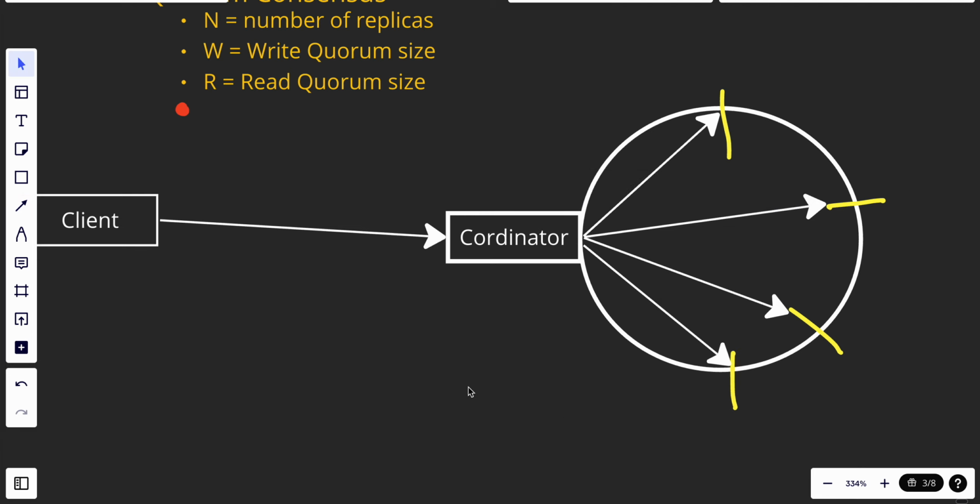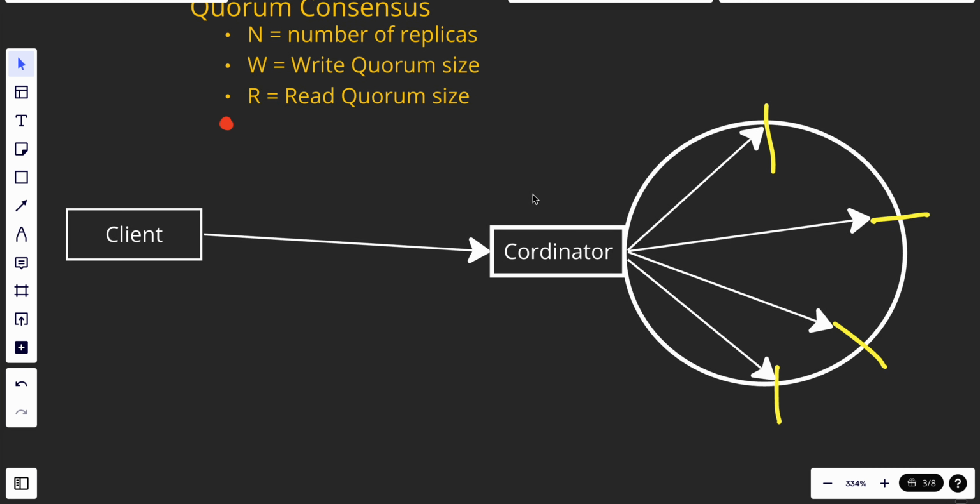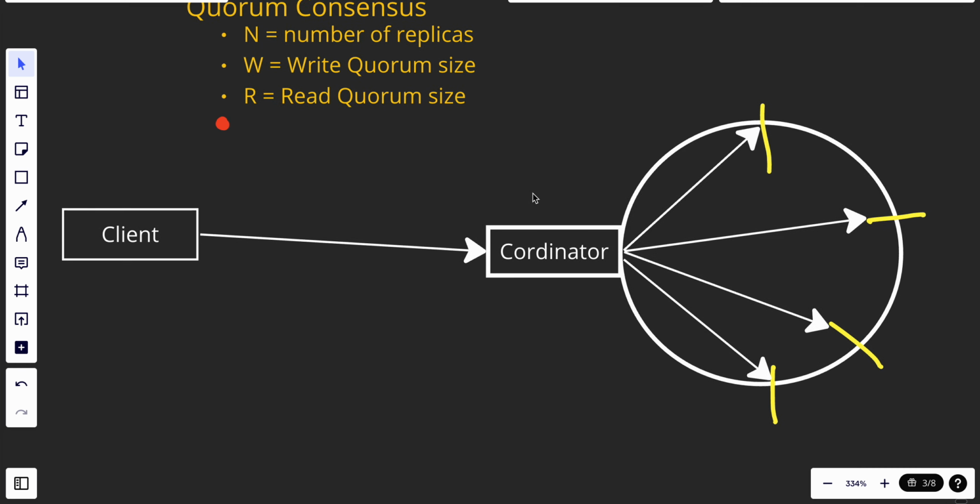So let's say that we have W equals 1. That means the coordinator only waits for one response from the node replicas to make sure this write operation is successful or not. The same thing applies if R is 1: the coordinator is waiting for a response from at least one node to make sure whether this read operation is right or not.